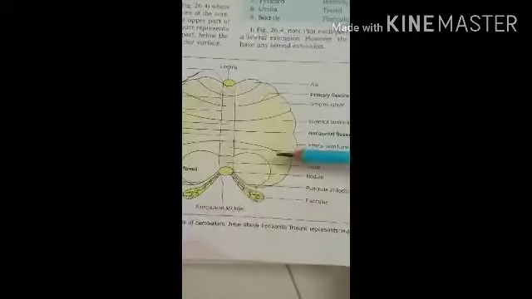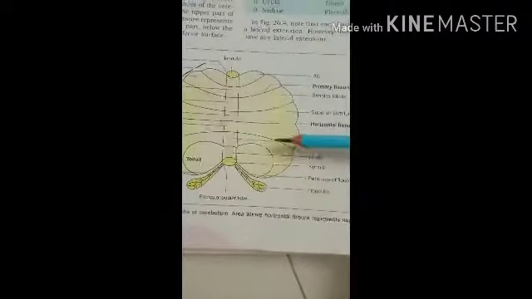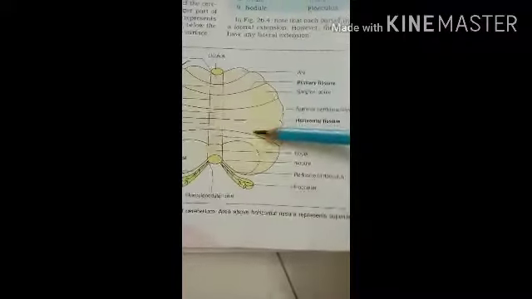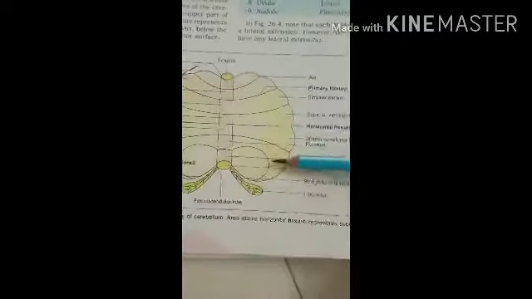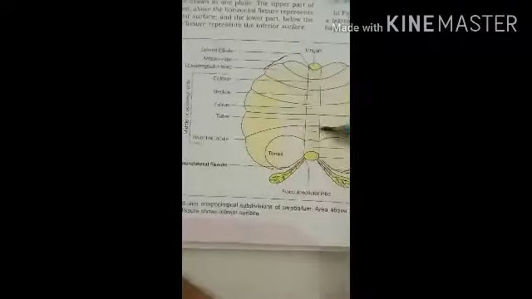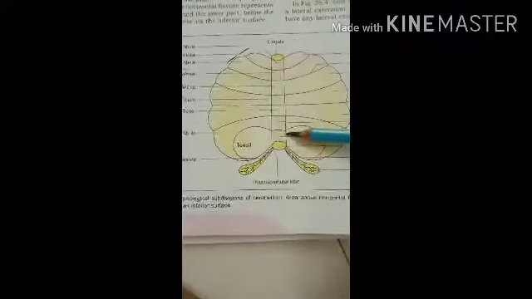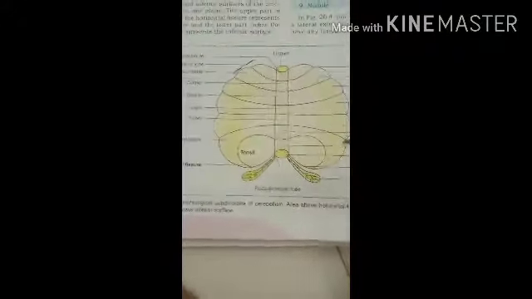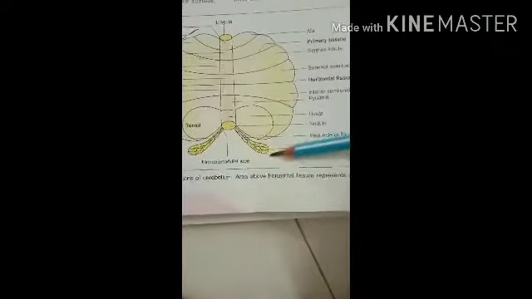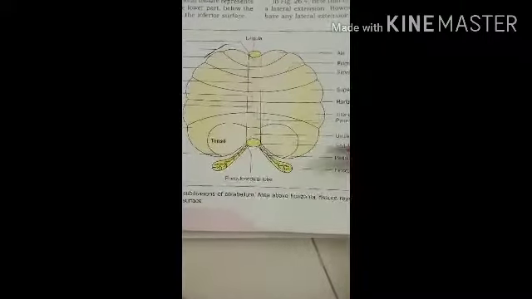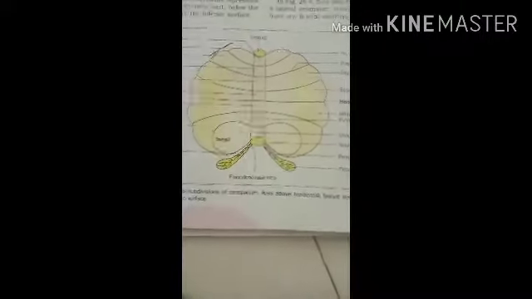Below the horizontal fissure, it is again divided into 4 parts. Next is called the inferior semilunar lobule. Then next to it is the biventral lobule. Here you can see this is the biventral lobule. Next to it is the tonsil. This rounded part is called the tonsil. And the last part is called the flocculus. So these are the subdivisions of the cerebellar hemisphere.